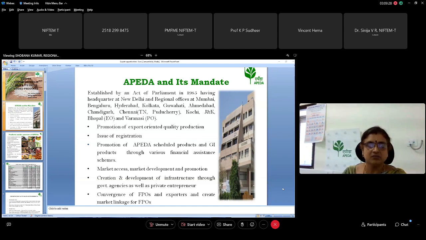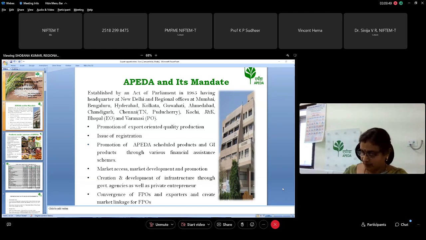For some time now, we have been involved in converting farmer producer organizations, FPOs, into exporters. All these years, the FPOs and the farmers have been giving their products to the exporters, who were exporting. Now it is a chance for the FPOs also to come forward and export their products directly to other markets.